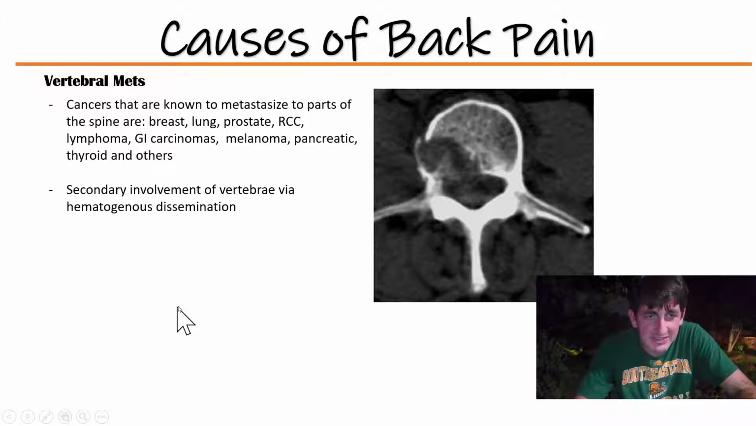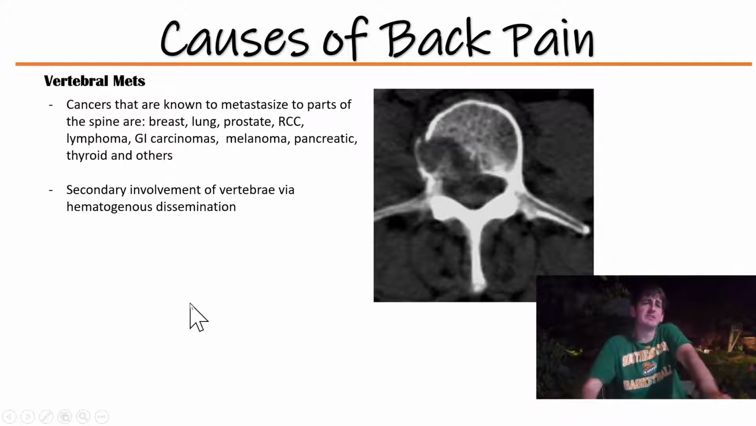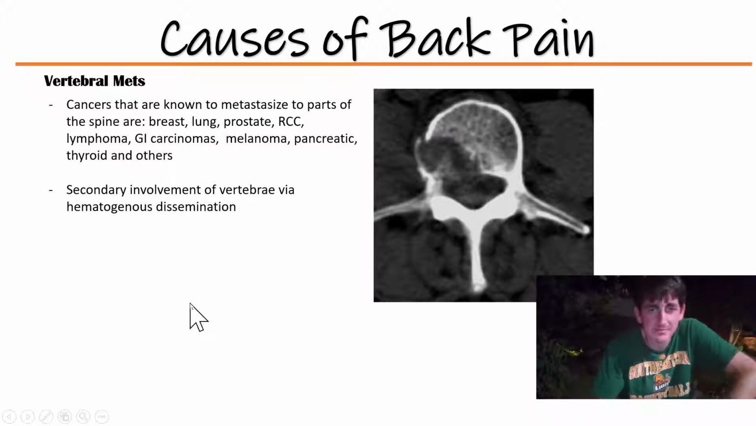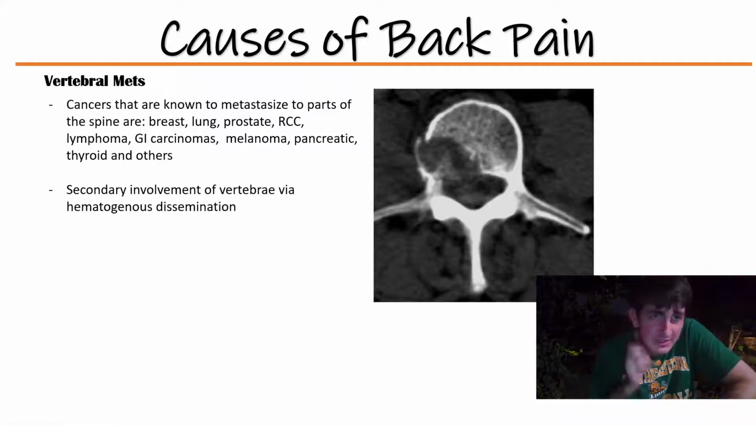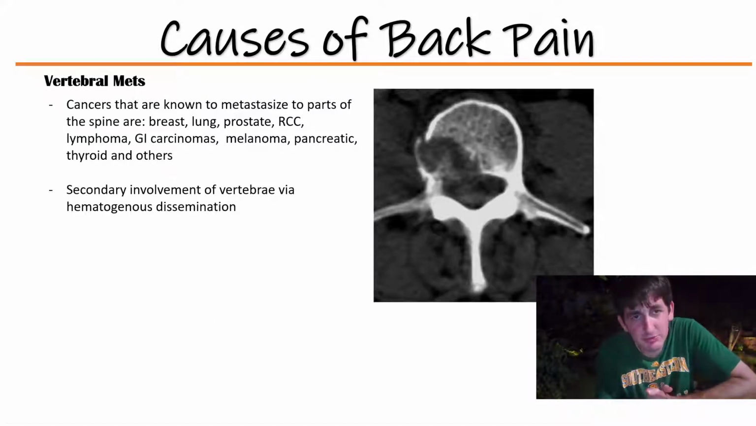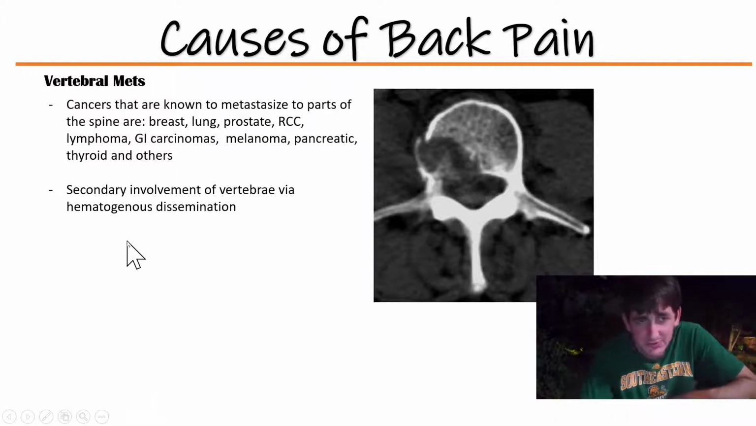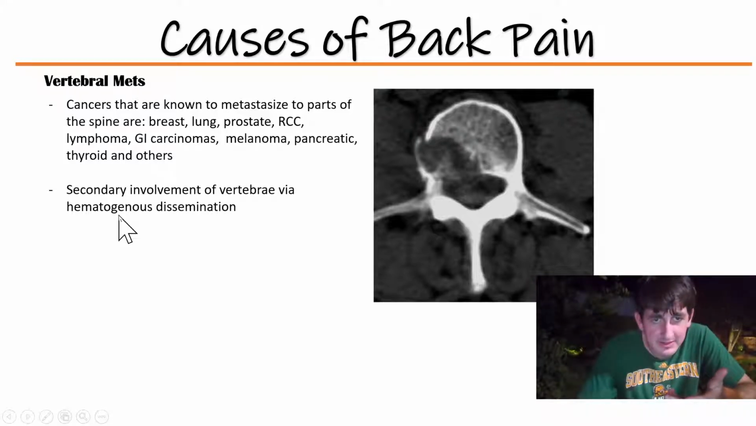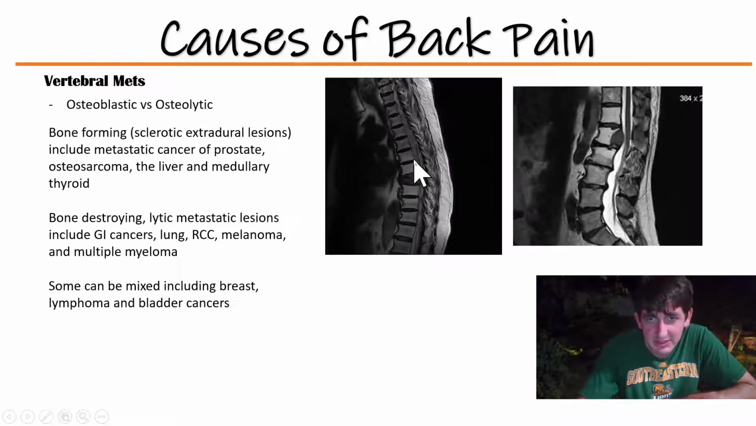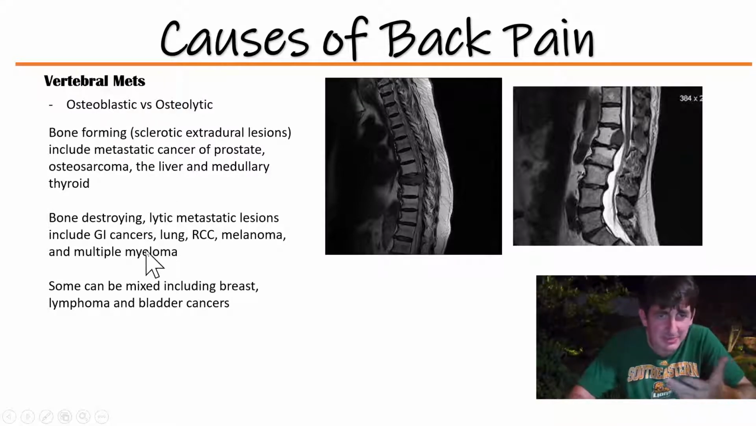But vertebral metastasis. So, cancers that are known to metastasize to the spine are usually breast, lung, prostate, renal cell carcinoma, lymphoma, gastrointestinal cancers, melanoma, pancreatic cancer, thyroid, and others as well. So secondary involvement of vertebrae through hematogenous dissemination, so vascular spread of these cancer cells into the vertebrae. So you have osteoblastic, osteolytic, and mixed lesions.